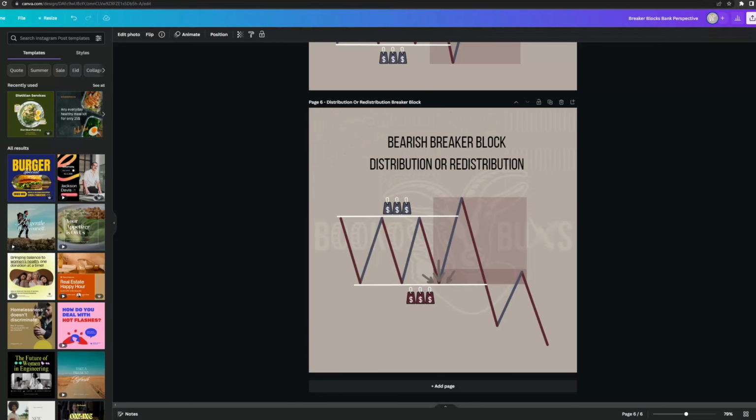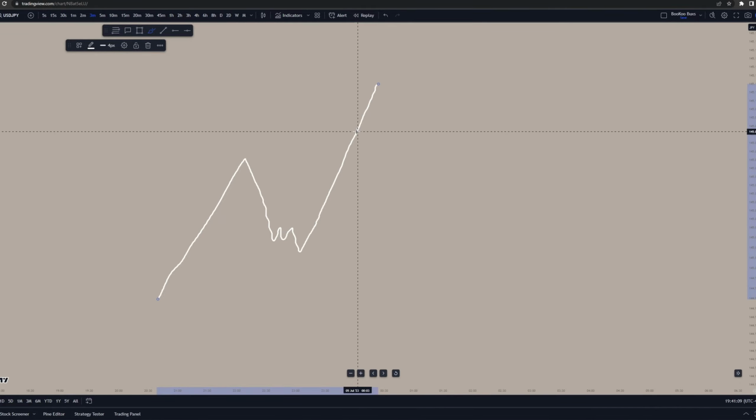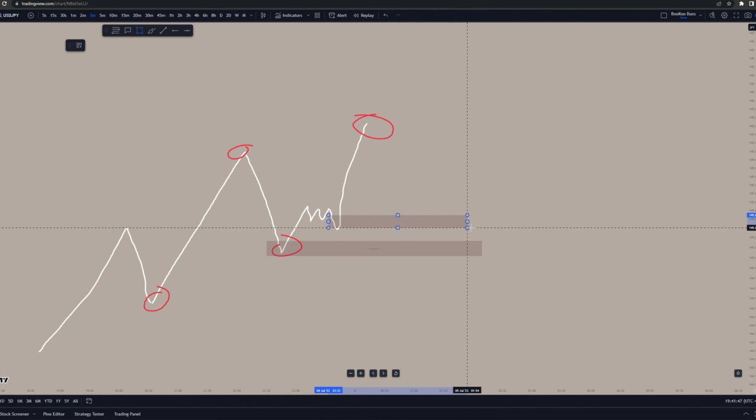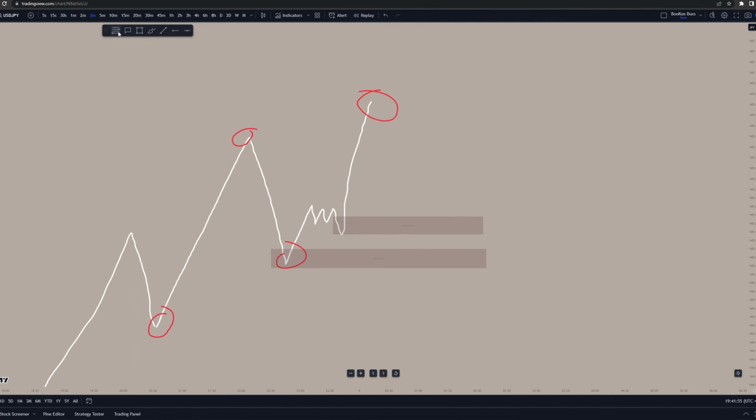Yeah. So, for example, if I have a breaker block here, how do I draw this? My structure is bullish. This will be my extreme down here. This will be my continuation order block. I like this continuation order block because it's in discount. It also sweeps sell side liquidity. So these are my two POIs.